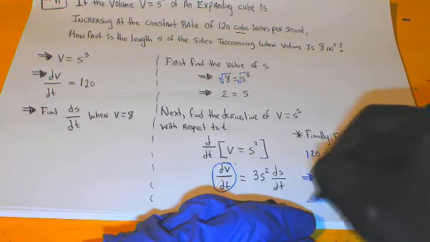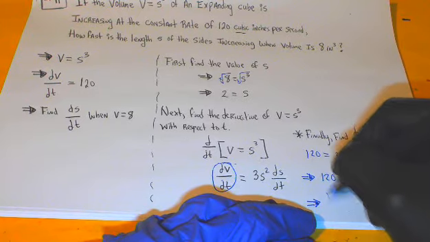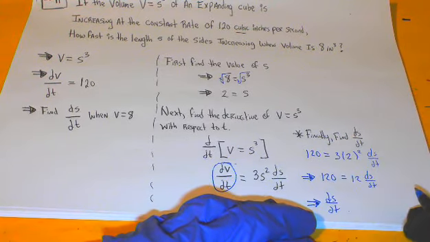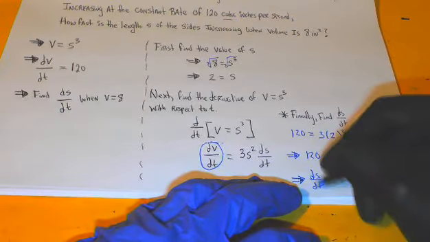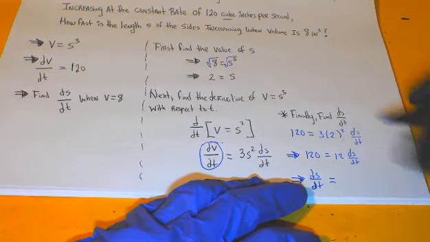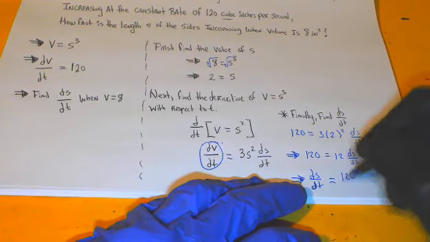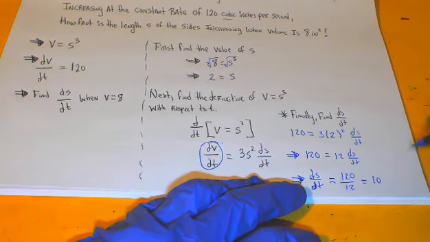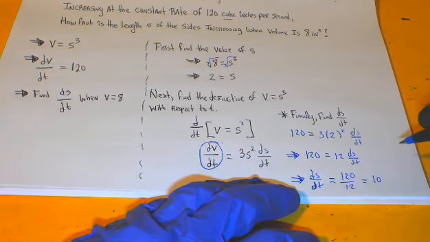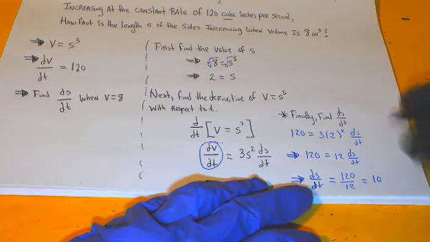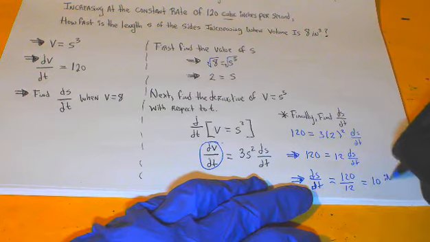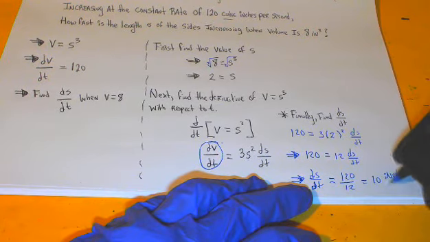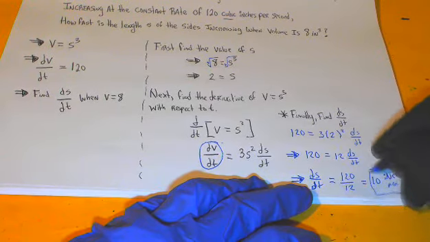If I divide by 12 on both sides and rewrite this the other way, we have dS/dt equal to 120 over 12. 120 divided by 12 is 10, and we just need to figure out the correct units. Since we were given inches and seconds, this is going to be 10 inches per second. So that'll be your final answer.